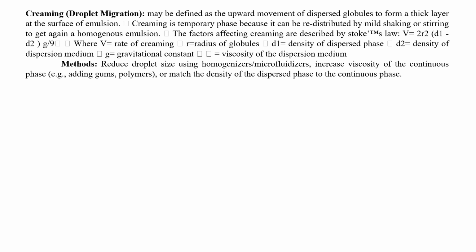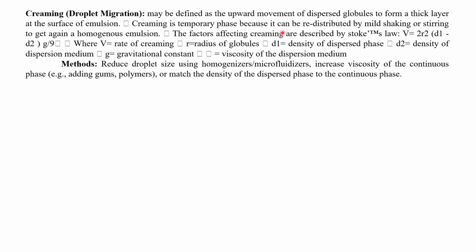The next type of problem is creaming. It is called droplet migration. That means the particles which are dispersed will move to the top of the surface and form a thick layer, and that will lead to cream type formation. So why is cream formed? Due to the droplet migration from inside the preparation to the top surface of the preparation. So it is a temporary one. Once we shake, once again it will come to a homogeneous preparation.